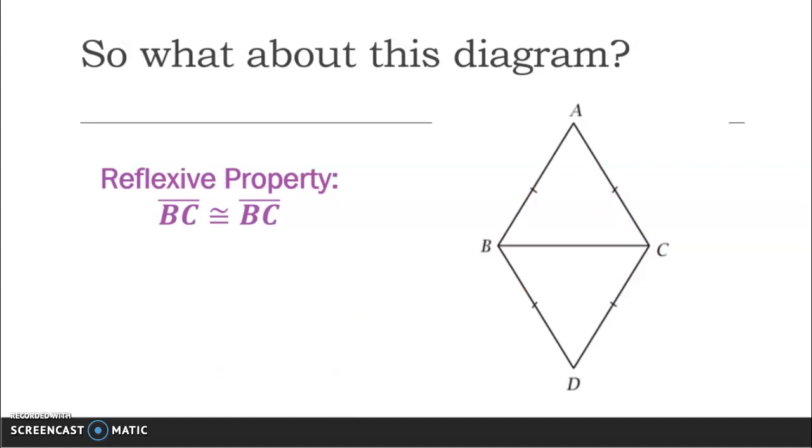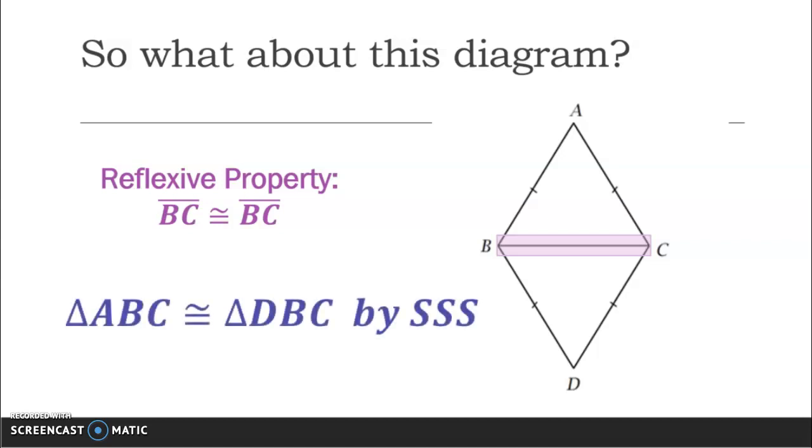Alright, so that should make this last one pretty easy. We know that because of this diagram and the way that it's drawn, we can use the reflexive property to assume that BC is congruent to itself. And so that line right in the middle describes that property. And now if we look at the markings on the triangles, we already can guarantee that they're congruent. How would we know that these triangles are congruent? Excellent. Triangle ABC is congruent to triangle DBC by side, side, side.